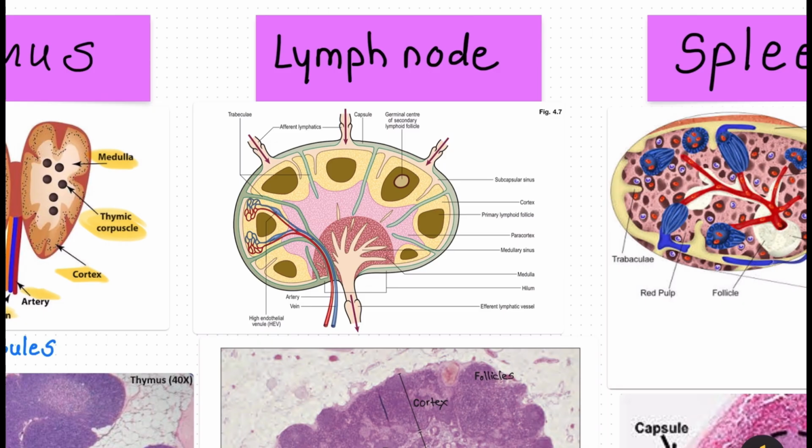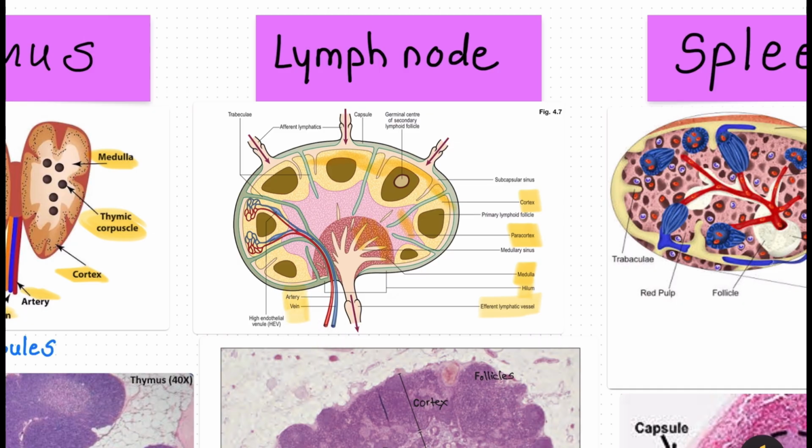Lymph node. So this is an outline of a lymph node. It consists of cortex, then paracortex. This yellow is the cortex, and this pinkish is the paracortex. Then the medulla, which is this reddish color, and this is the hilum. Hilum is the entry and exit point. So from here efferent lymphatic vessels, artery and veins enter and leave.